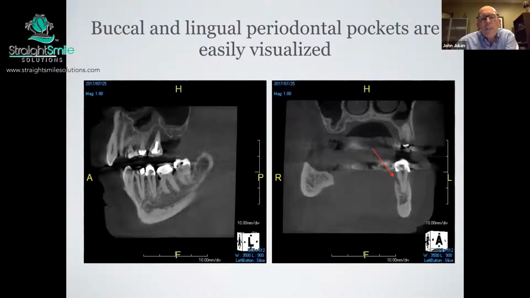Periodontal lesions are easy to see if they're on the mesial or distal, but on the lingual or buccal, much harder. And this helps the clinician's diagnostic abilities, plus it helps them to educate the patient to see exactly what's going on.